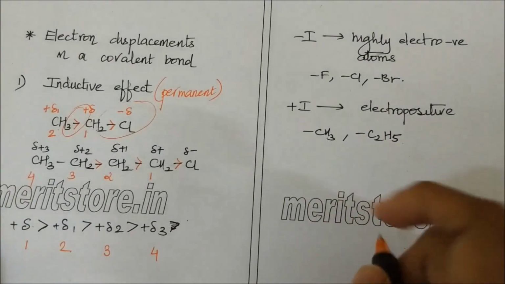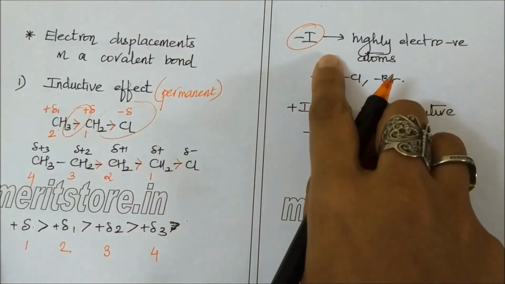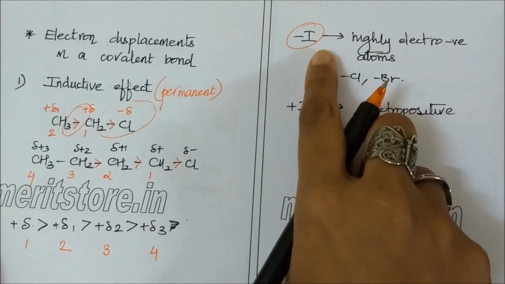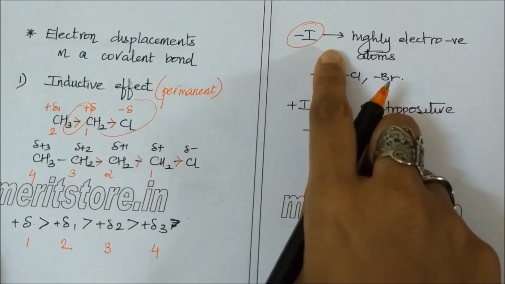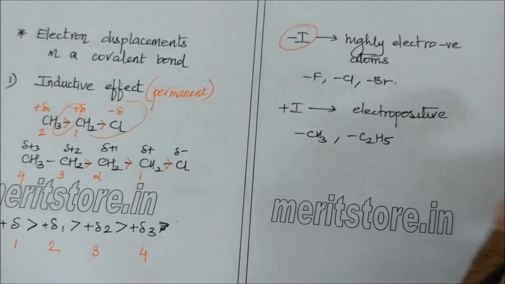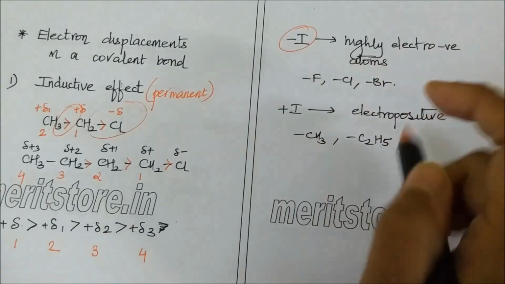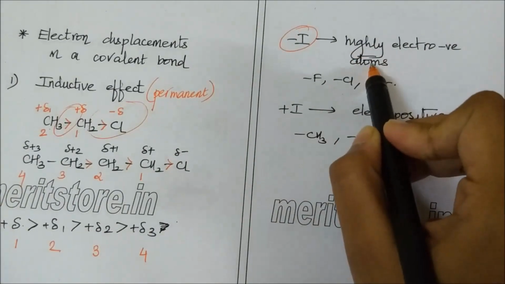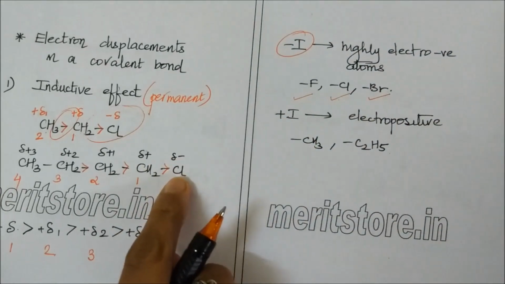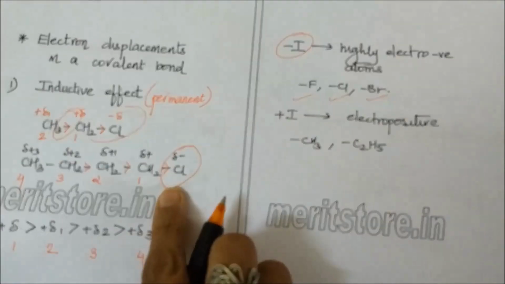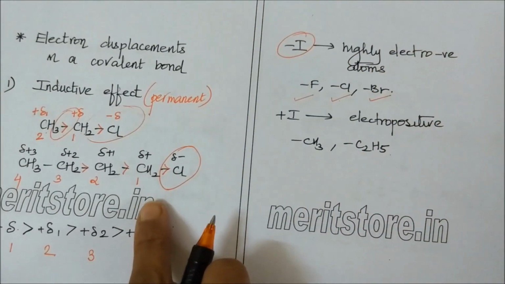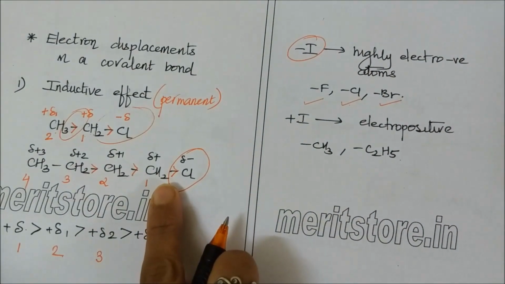There are two kinds of inductive effect. Minus I effect, in which electrons are pulled by the groups which show minus I effect. Groups which show minus I effect are highly electronegative atoms like fluorine, chlorine, bromine. Hence, even in our example, chlorine is the one which shows minus I effect because it pulls electrons to itself.